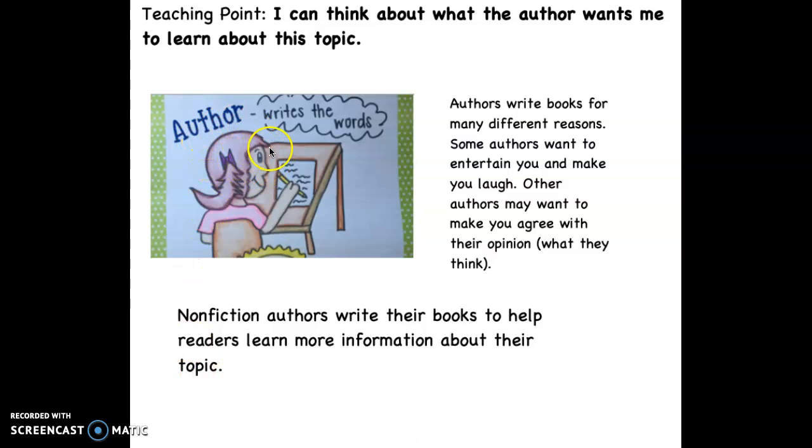An author is someone who writes the words in your book. So all the words in your book, an author wrote that, and that's what we call that person. Authors write books for many different reasons. Some authors want to entertain you and make you laugh. A lot of books like that are funny and not real. Those are fiction books, but we've been reading nonfiction books.